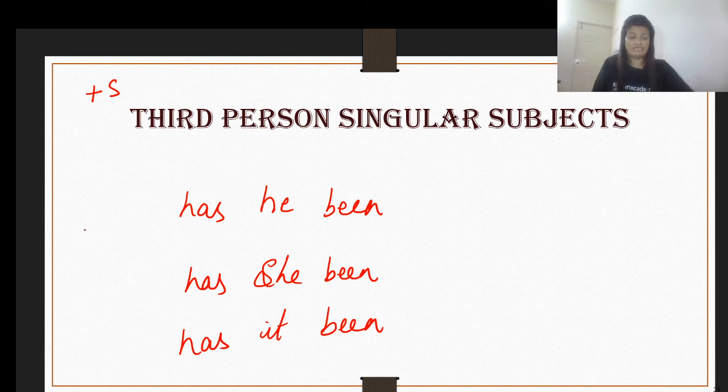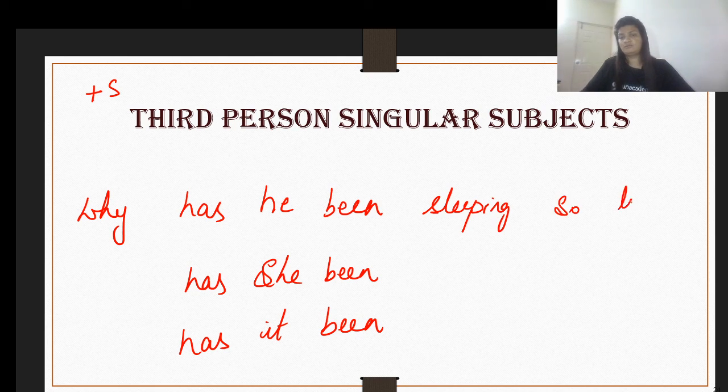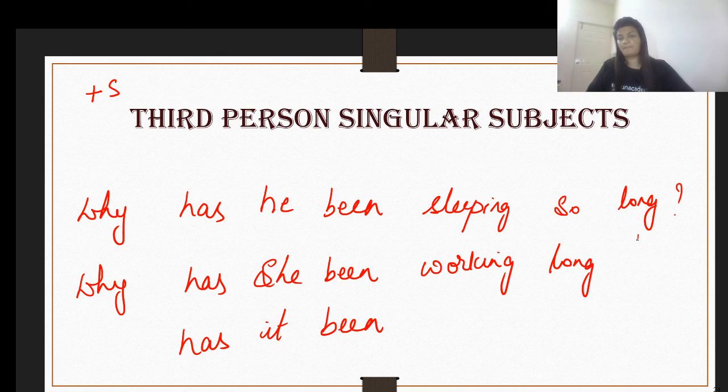We need to bring in a question word. Let us say I use why. Why has he been sleeping so long? Why has he been sleeping so long? Or let us say if I use again, why has she been working long hours? Do not forget to put the question mark.